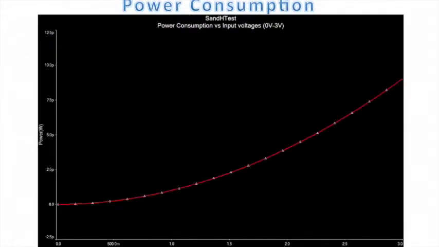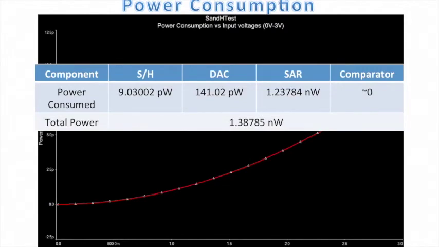Now, talking in terms of power consumption, we're getting into performance standards. The power consumption versus input voltage, this is for the sample and hold. As you can see, as the input voltage on the sample and hold goes higher, the power consumed by the circuit also goes higher. But this is nothing to worry about, because we're looking at a 10 picowatt range, which is pretty small according to these previous circuits we've had to deal with. And this is the power consumed by the sample and hold, which is 9.03 at 3 volts.